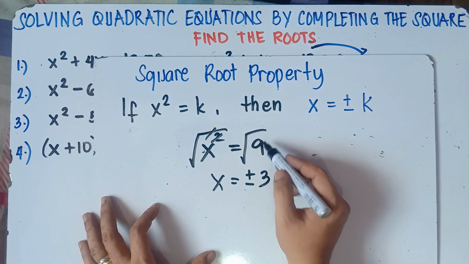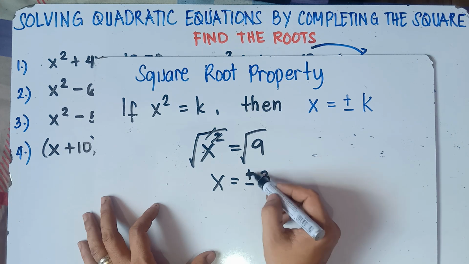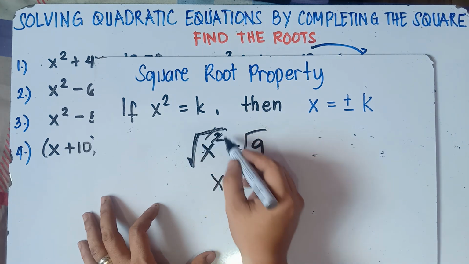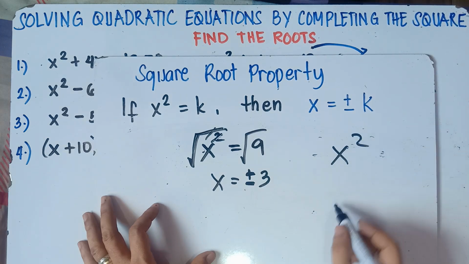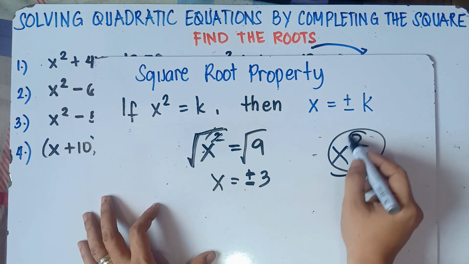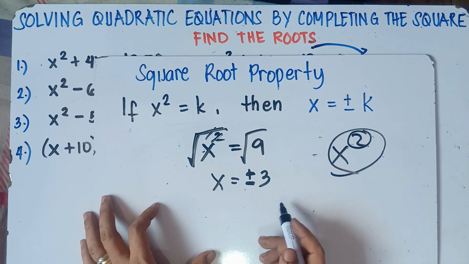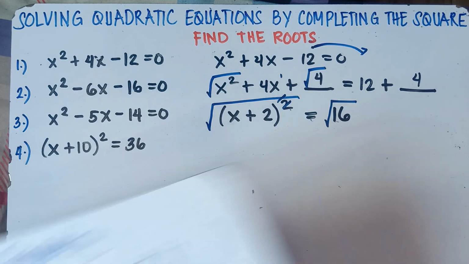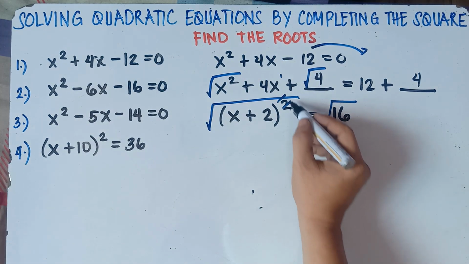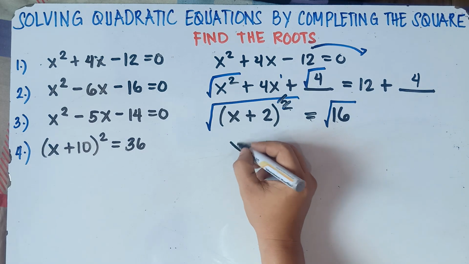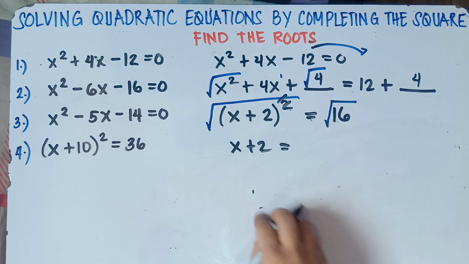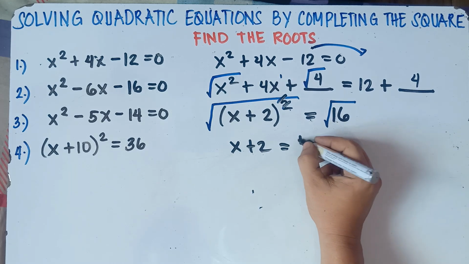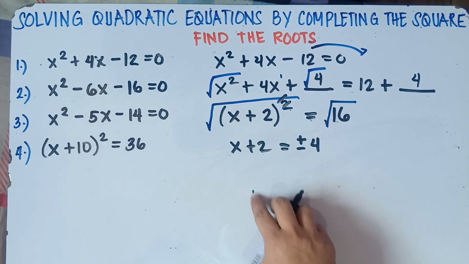The square root of 9, class, that's 3, and it will be positive and negative 3 because we have a quadratic term. So, x squared is a quadratic term, the exponent is 2. Therefore, class, our answer for the square root will be positive then negative 3. So we cancel this out. Copy this one: x plus 2 equals the square root of 16. That will be positive then negative 4.